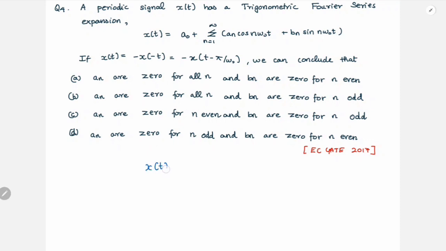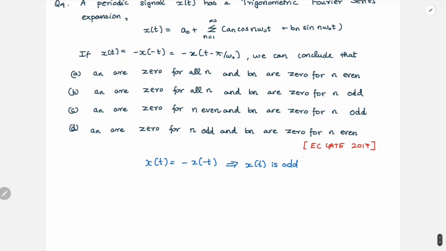So the first condition is x of t equal to minus x of minus t. This implies that x of t is odd. If you substitute this, we already found that the cosine terms will disappear, including the DC term. So x of t is summation n equal to 1 to infinity bn sin n omega naught t.